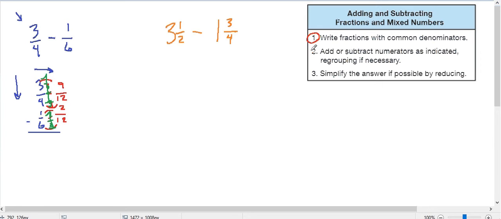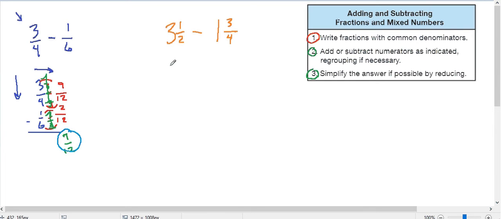Now, we're able to do step 2, add or subtract. 9/12 minus 2/12 is 7/12. Nice and easy. Simplify, if possible, by reducing. Not able to, so the answer is simply 7/12.